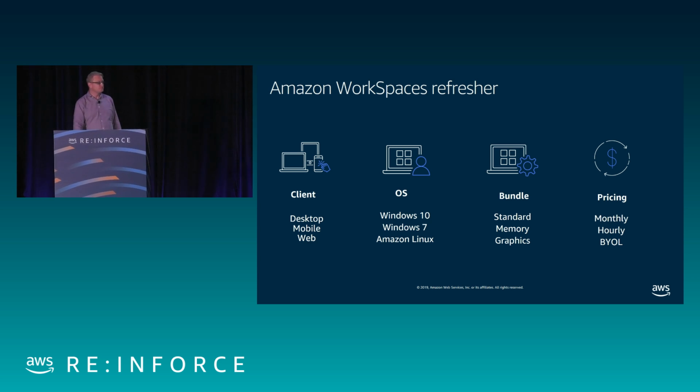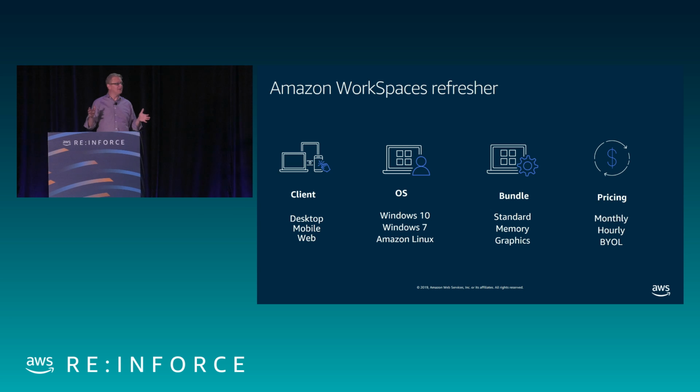From an operating system perspective, a workspace, when you launch it, can be Windows 10, Windows 7, or Amazon Linux, so Amazon Linux 2.0. And then, of course, when you launch a workspace, you're going to want to define a set of hardware it's running on. So you want to pick a hardware type. So we have hardware types ranging from what we call the value bundle up to the performance pro bundle, and then we have graphics and graphics pro bundles.